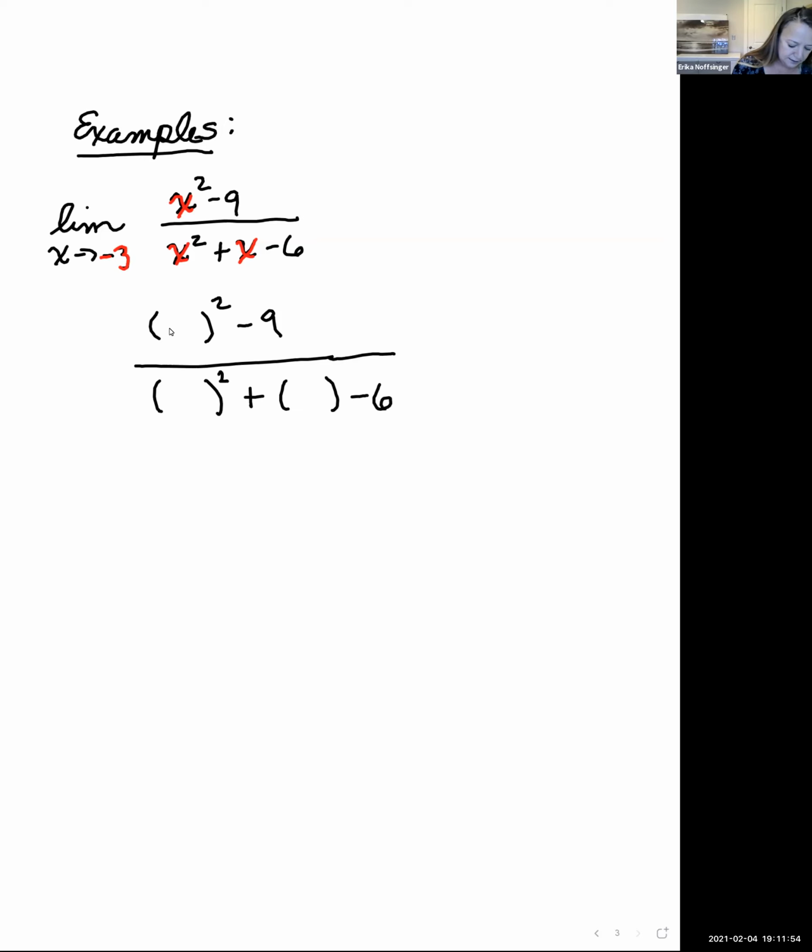Go and replace or put in -3 inside your parentheses. Use order of operations to simplify. So we have -3 quantity squared, which is +9, then minus 9 in the numerator. All over again, we have -3 quantity squared, so that's +9, plus a negative, so that's -3 minus 6. And so looking at this, 9 minus 9 is 0, all over 9 minus 3 is 6, 6 minus 6 is 0. So this is the indeterminate form.